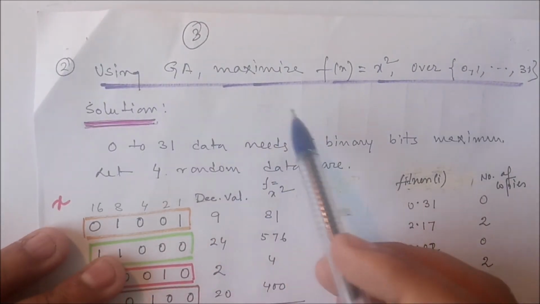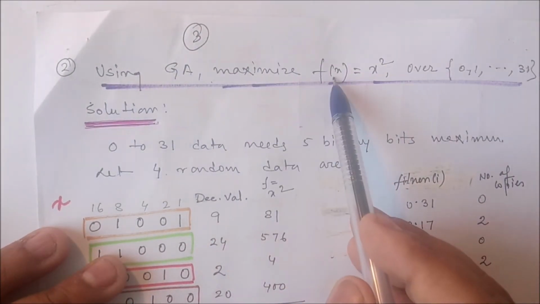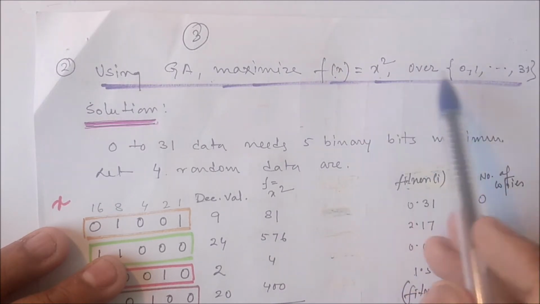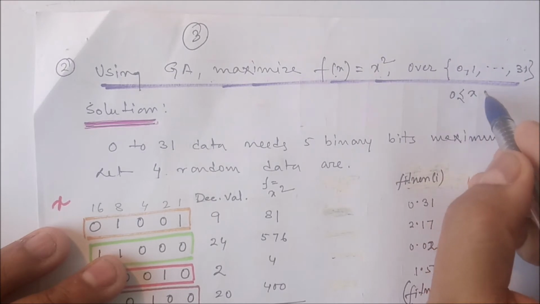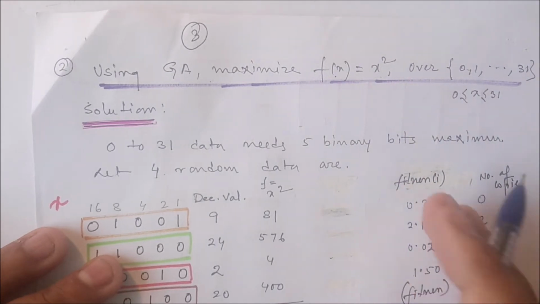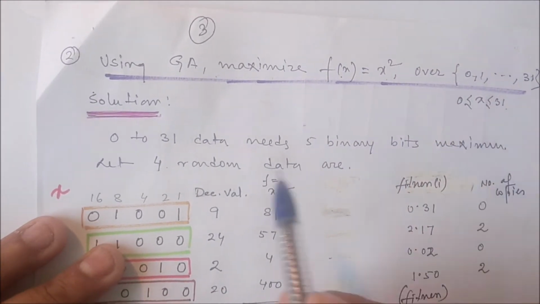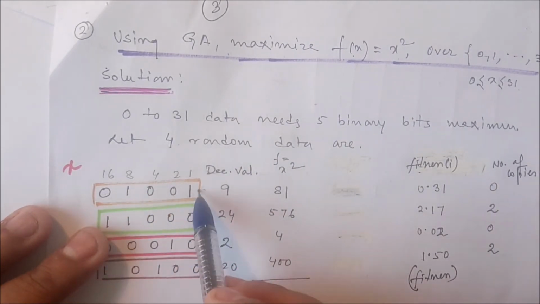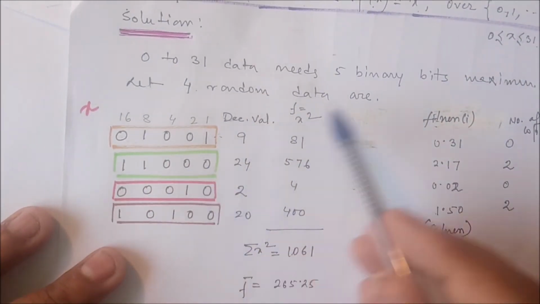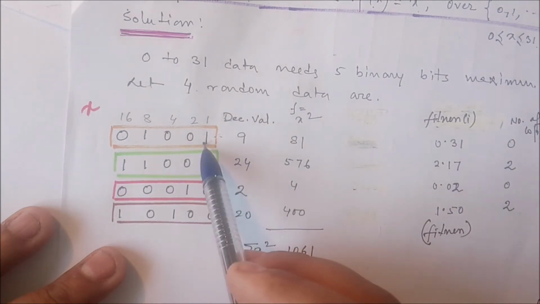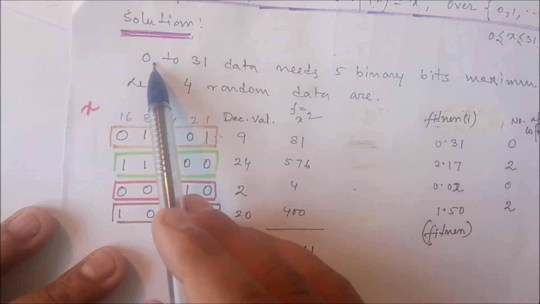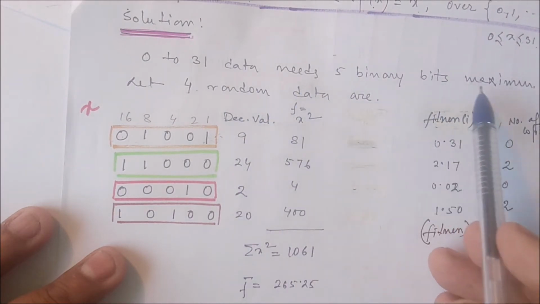In the second example, suppose now we maximize f(x) where f(x) is equal to x square, and the domain of x is in between 0 to 31. That means x will vary in between 0 to 31. Now to represent 31 we need 5 bits. So to represent the individual, to represent the chromosome, we allocate 5 bits. So 0 to 31 data needs 5 binary bits maximum.